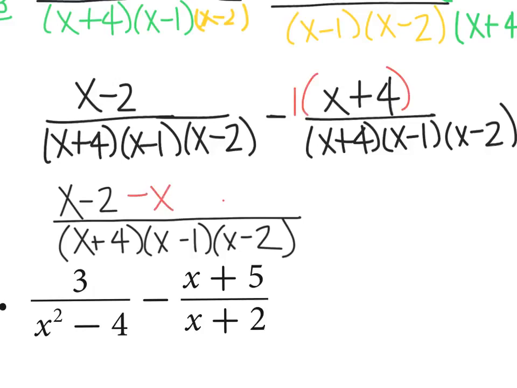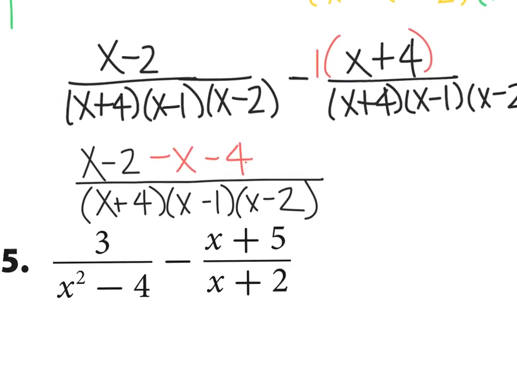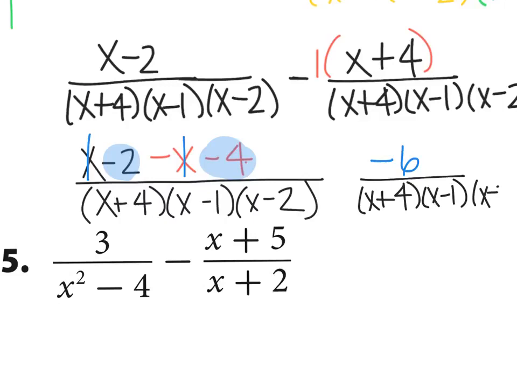So that gives me -x minus 4. Well, if we look at this now, we can cancel out some stuff. We can cancel out our x's, because x minus x is 0. And I can combine -2 minus 4, which is -6. So my answer is -6 divided by x plus 4 times x minus 1 times x minus 2.